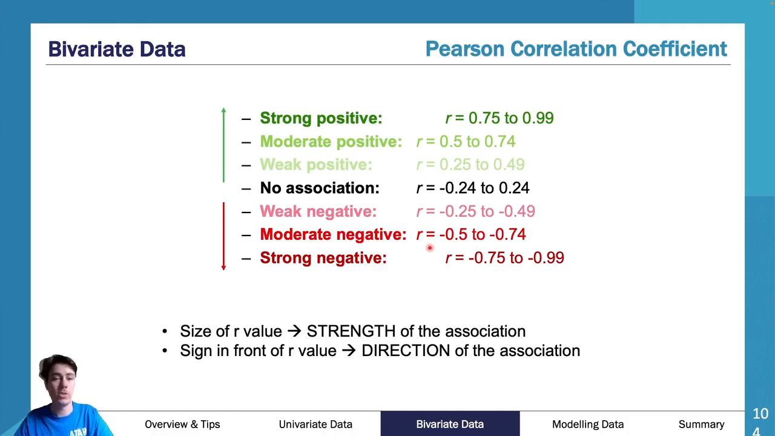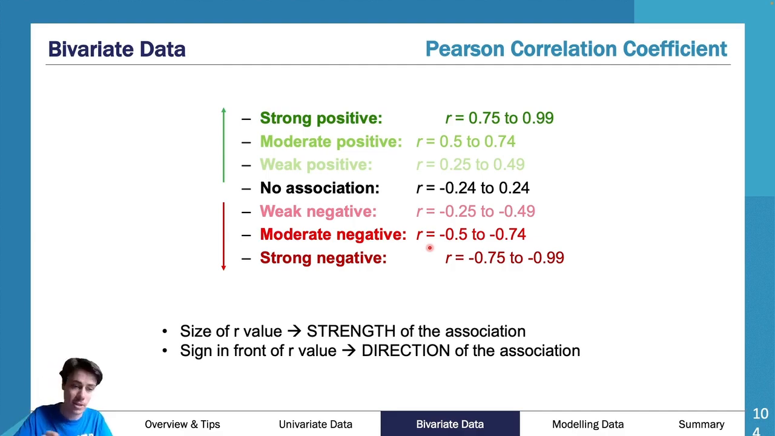The closer your value is to 0, the weaker it is. So you always want to say if it is between 0.75 and 0.99 or negative 0.75 and negative 0.99, it is a strong linear relationship with your value. And then you can add in this extra bit and you can discuss direction.